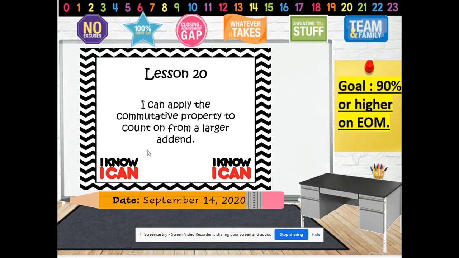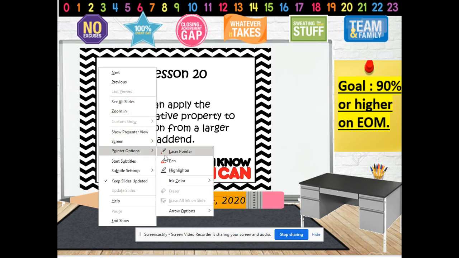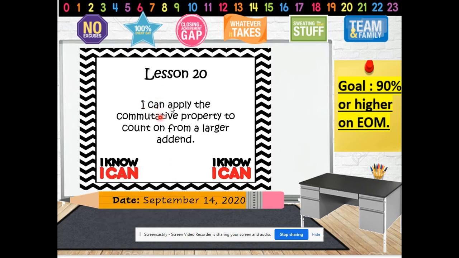It's Eureka time. Today we're going to do lesson 20. And our objective for today is, let me get my pointer, I can apply the commutative property to count on from a larger addend. Wow, a lot of new words in this objective, right? Well, let me help you out.